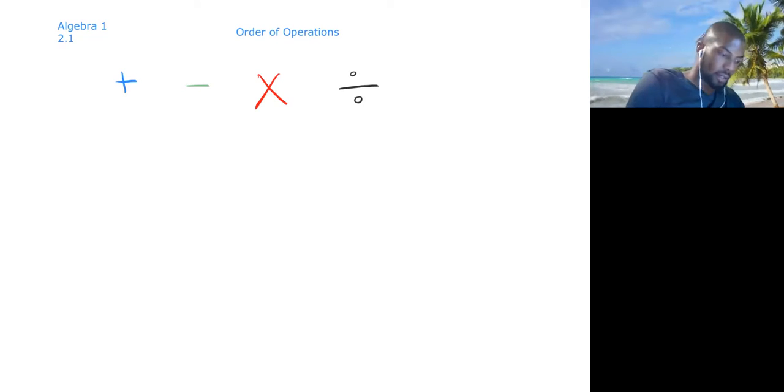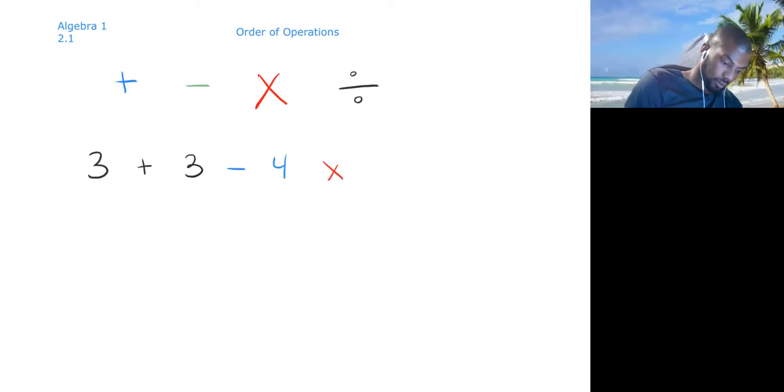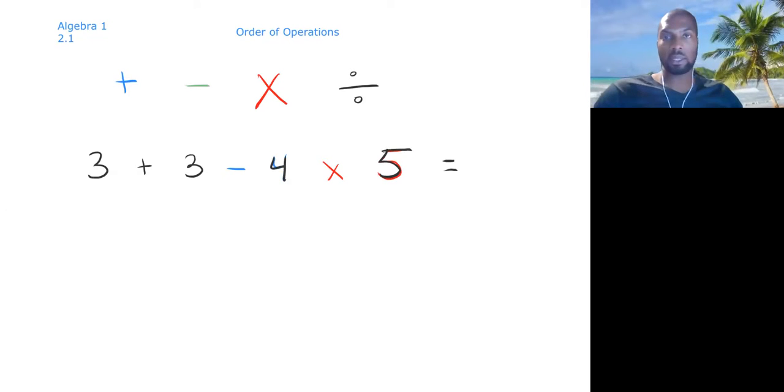Now let's say you had a problem. Something like, I don't know, let's make something simple. Something like 3 plus 3 minus 4 times 5. I should have made all of those the same color, so I'm going to do that now. Okay? And you're trying to find out what this problem equals.